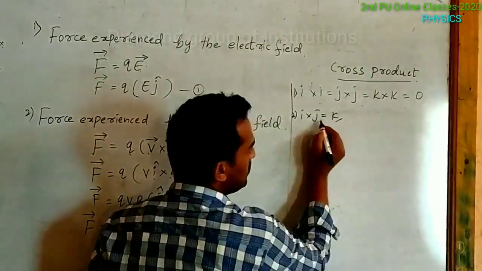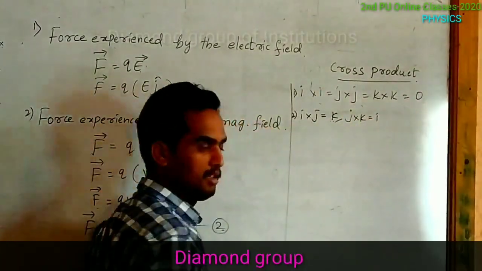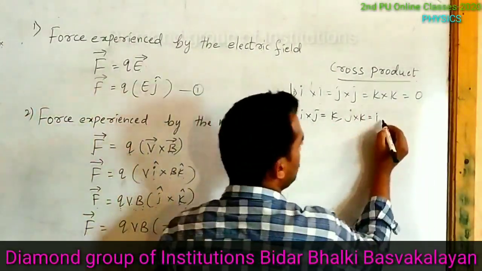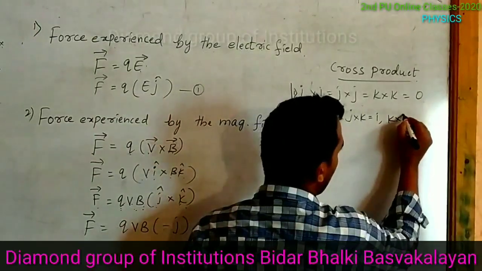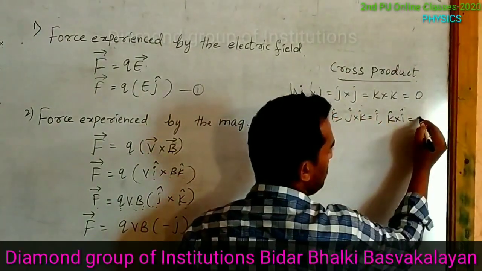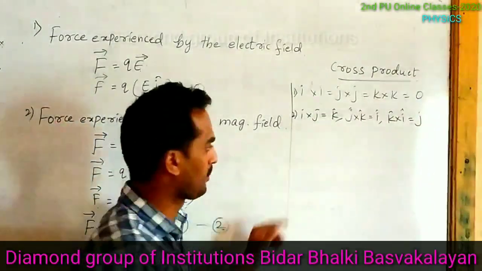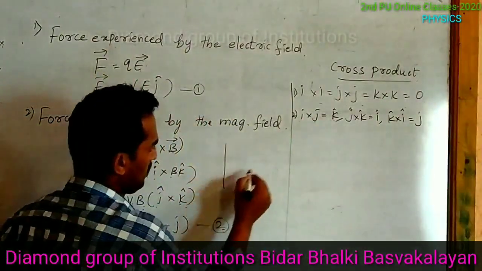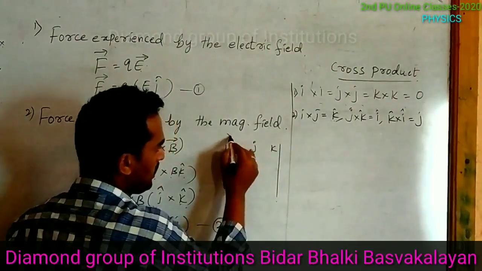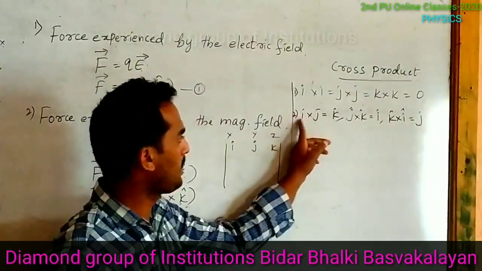So I cross J equal to K, then J cross K equal to I: Y, Z, answer is X. Similarly, K cross I, what will be the answer? J. See once again, I, J, K. We are going to write I, J, K. So I is along which axis? X axis. This is Y axis. This is Z axis. So I cross J answer is K.